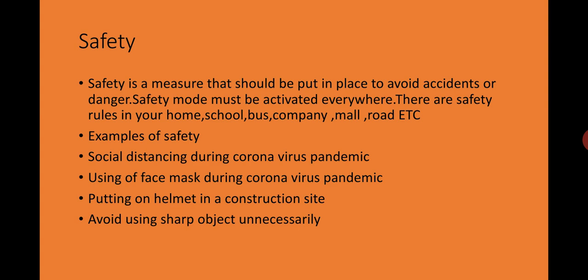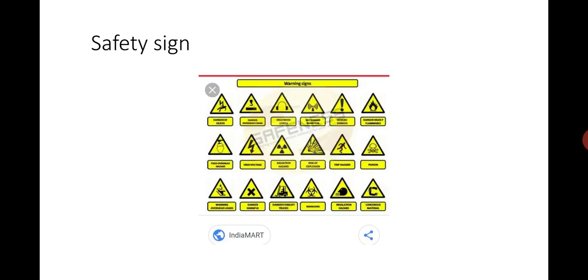Putting on a helmet on a construction site. If you see engineers, they put on helmets. They are activating safety mode. Avoid using sharp objects unnecessarily. For any little thing you want to use a sharp object for, you should avoid it. That act is a safety mode. These are signs of safety modes. A lot of signs. Check each of them. You are going to see them there. Warning sign is also a safety mode. Look at this. All these signs I was talking about are safety modes.